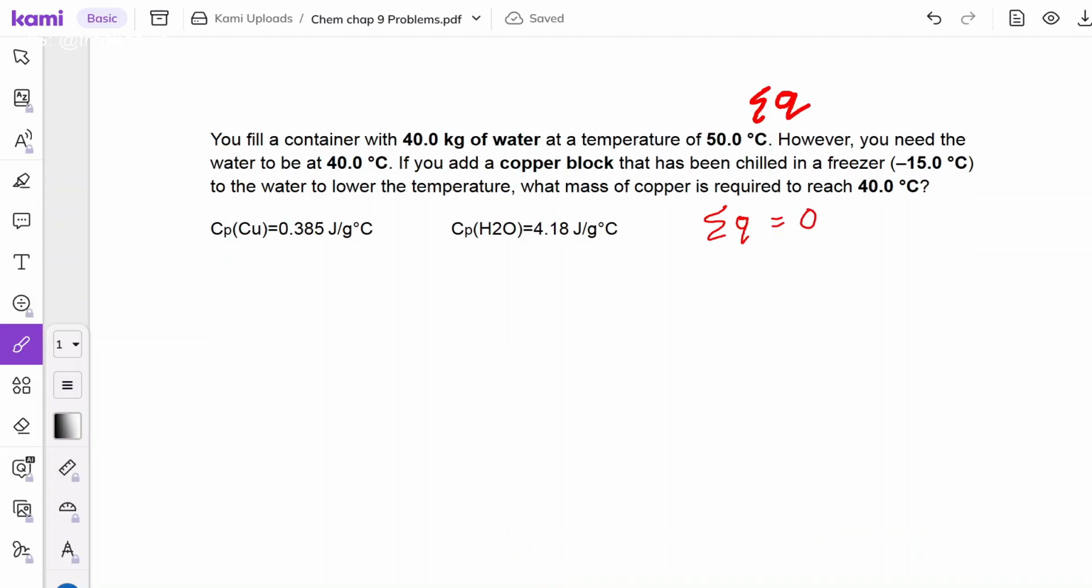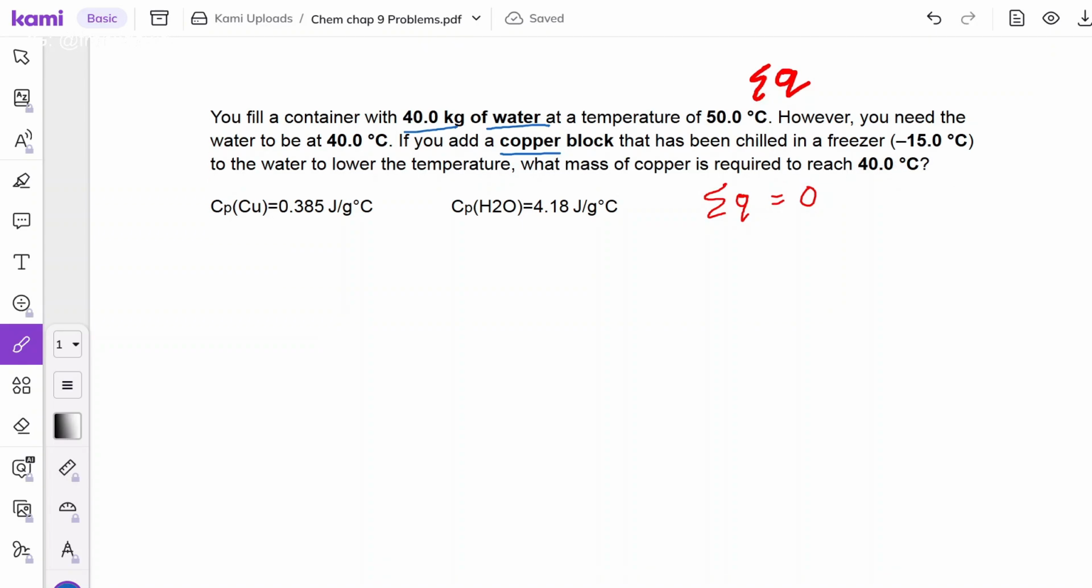So now we identify the different Q's, the different processes going on in this one particular system. The first one is water right here. It says 40 grams of water, so you're going to be solving for the Q of water. Another one is the Q of copper. It says right here, what mass is required to reach 40 degrees Celsius. So the question is looking for the mass of the copper.